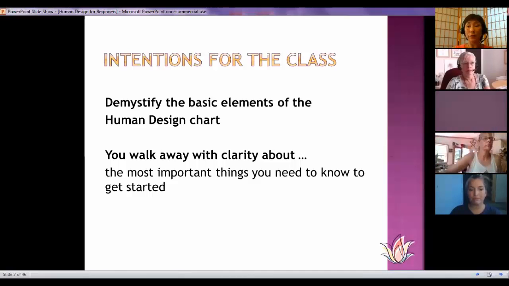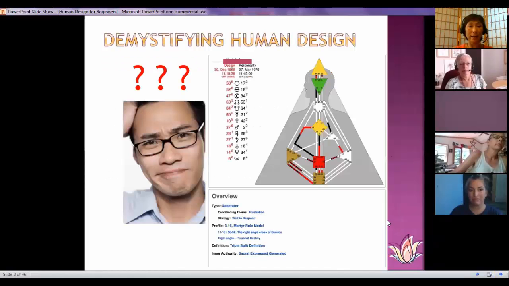So I know all of you have a copy of your chart. Some of you have had readings with me, and some of you are brand new to looking at this whole system, and it can be a little bit confusing. There are lots of different terminologies on your human design chart when you get it, and you could kind of look like this guy, with question marks floating around in your head, wondering what all of this means, and even if you have a good understanding of it, what does it mean to your life?